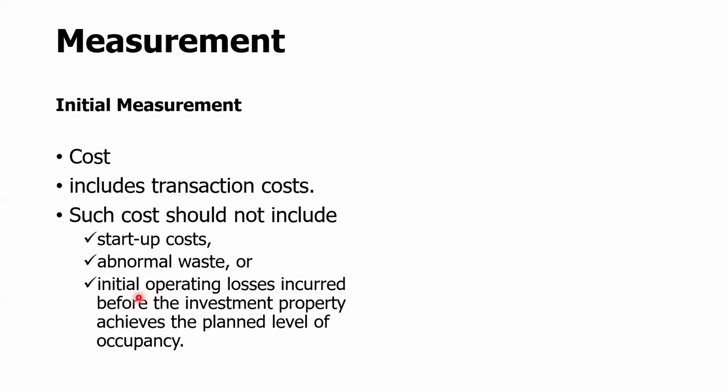We learned in detail what directly attributable cost is, right? So bring that knowledge here. But what you should know is that initially investment property should be measured at cost. And that cost includes transaction cost, but it excludes these costs.